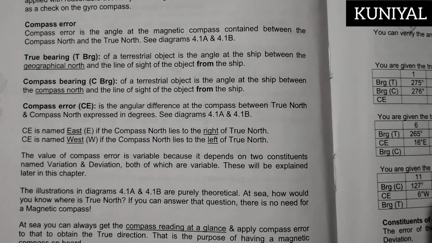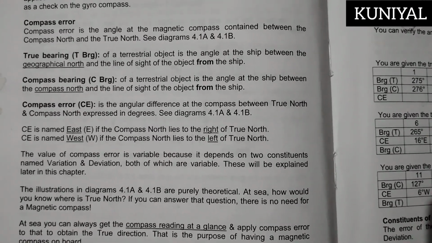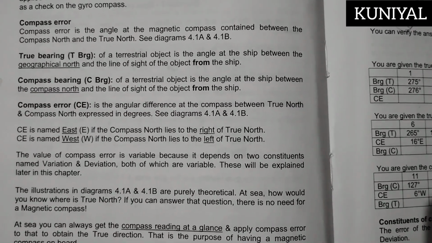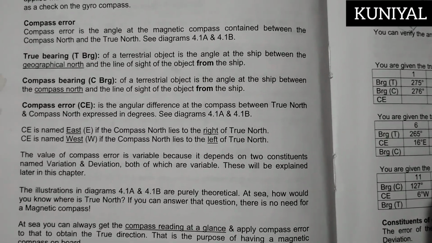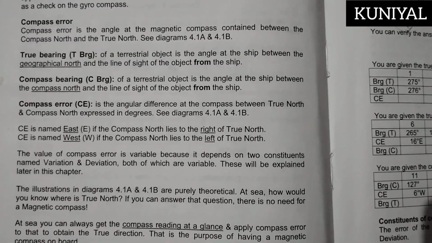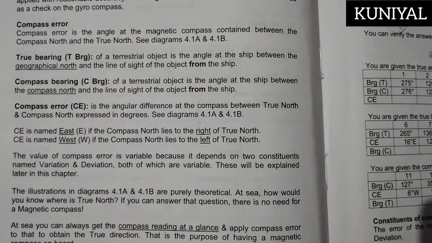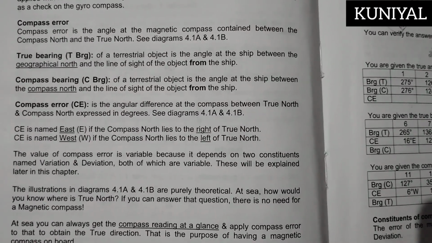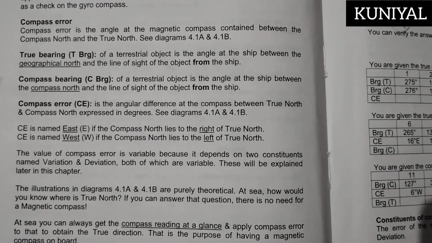Now what is true bearing? True bearing is the angle at the ship between the geographical north and the object which we are seeing from our ship. And what is compass bearing? Compass bearing is the angle at the ship between the compass north and the object which we are seeing from our ship, and the angular difference between the true north and compass north is called compass error.